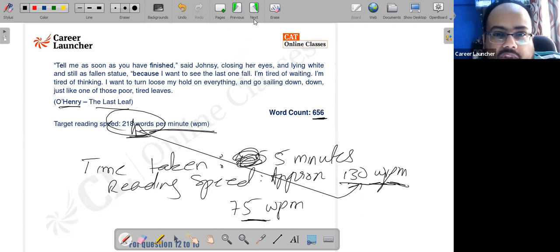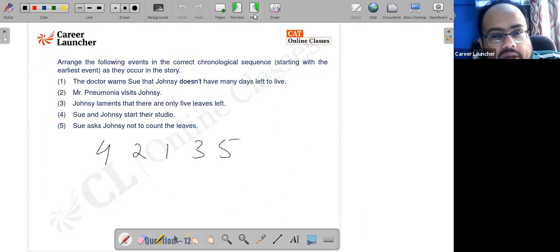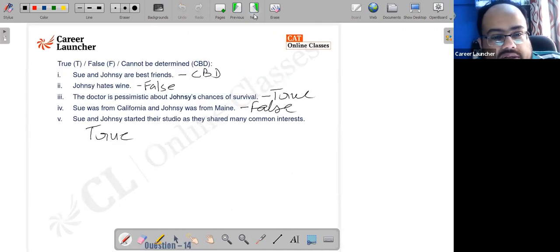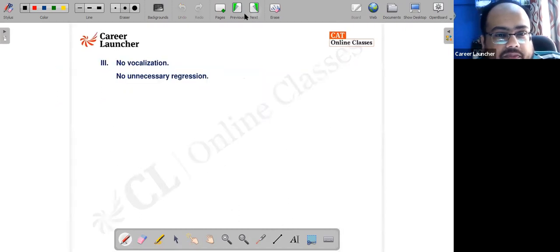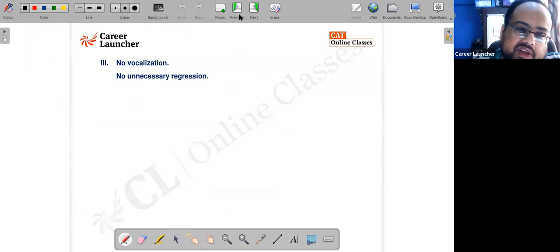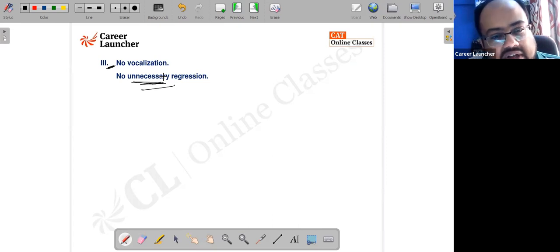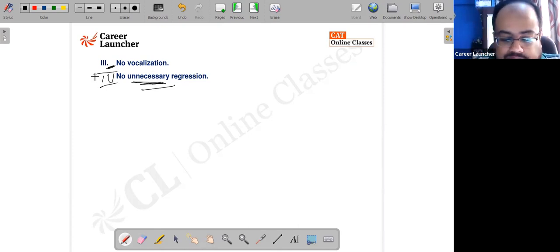Okay. Now, let's do another exercise. Let's do the next passage as well. See, this is what we have discussed: no vocalization, that is, reduce it, and no unnecessary regression. Please note here again it says unnecessary, because as I mentioned, in some cases it becomes necessary. It is required in some cases. So no unnecessary regression.